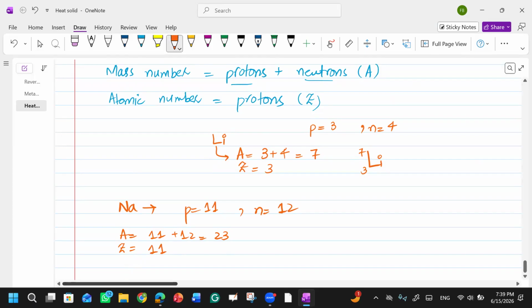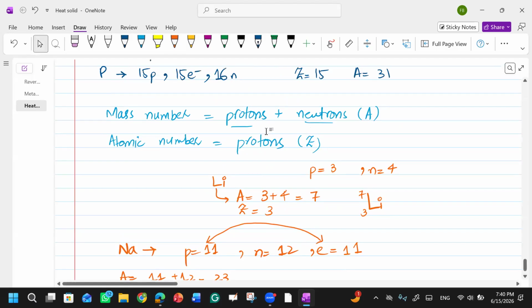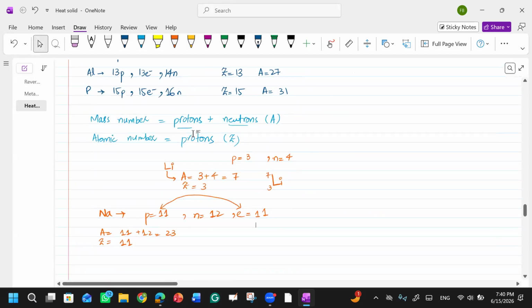And what about the electrons? How many electrons will be there in this? Not 23 minus 11, that is 12. Think about electrons. Doesn't the electron number equal the proton number? Yes, electrons and protons are the same. So electrons will be 11.